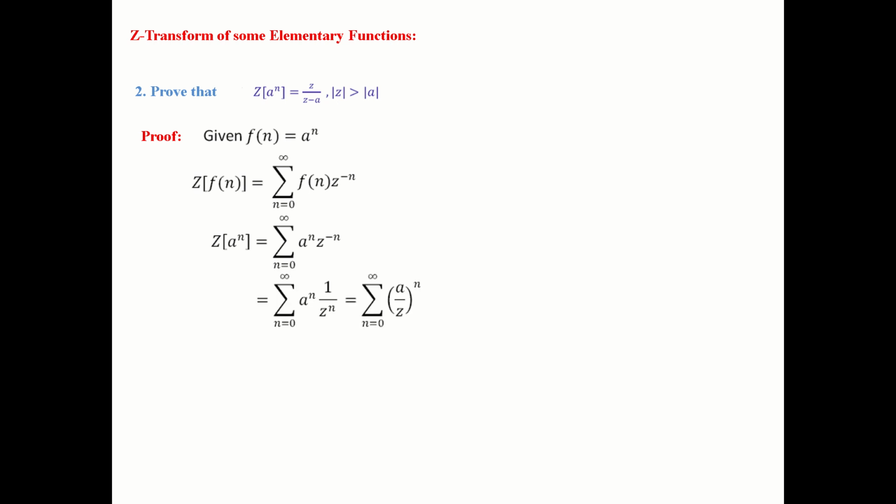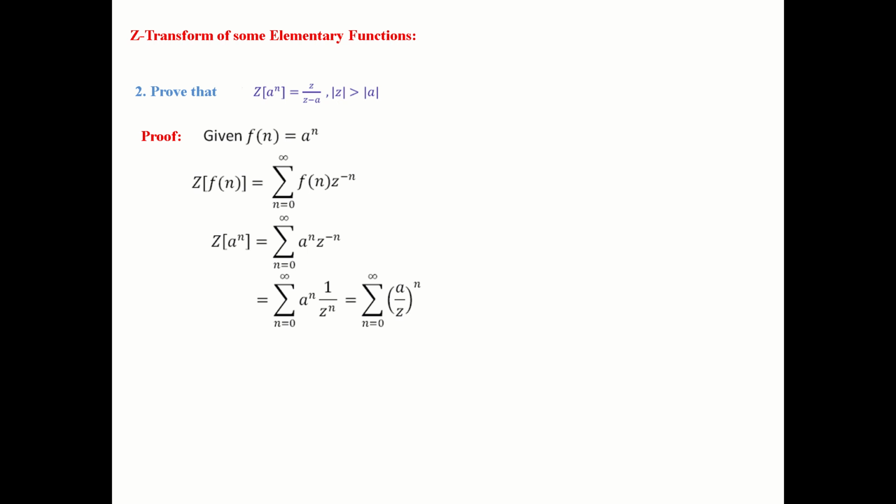So next, prove that Z of a power n is equal to Z by Z minus a, where mod Z is greater than mod a. Given f of n is equal to a power n, we know Z of f of n is the summation n equal to 0 to infinity f of n Z power minus n. Replacing f of n by a power n, you will get the summation n equal to 0 to infinity a power n Z power minus n. Z power minus n can be written as 1 by Z power n. Then a power n into 1 by Z power n can be grouped as a by Z power n. So we will get the summation n equal to 0 to infinity of a by Z power n.